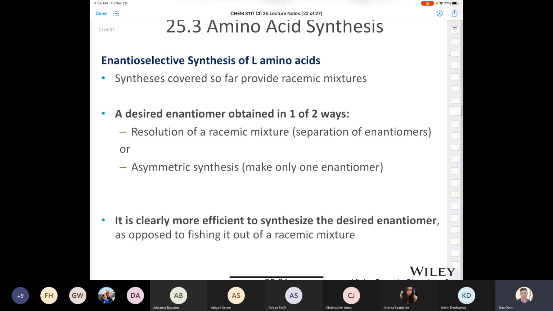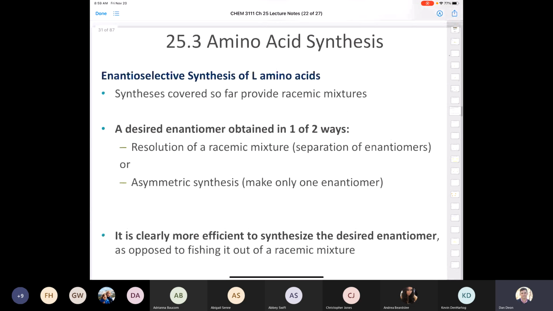What if you wanted to do a chiral synthesis, or what we call an enantioselective synthesis of an amino acid? That means, what if you only wanted to end up with one product? You don't want to get a racemic mixture. Well, again, everything that we've looked at so far provides a racemic mixture. There's a couple of ways. Okay, you can either do a resolution.